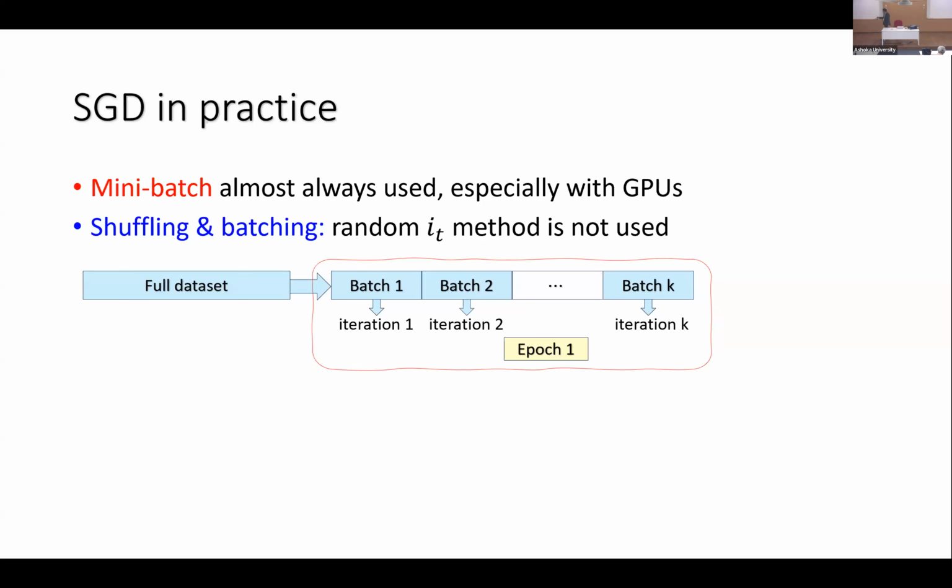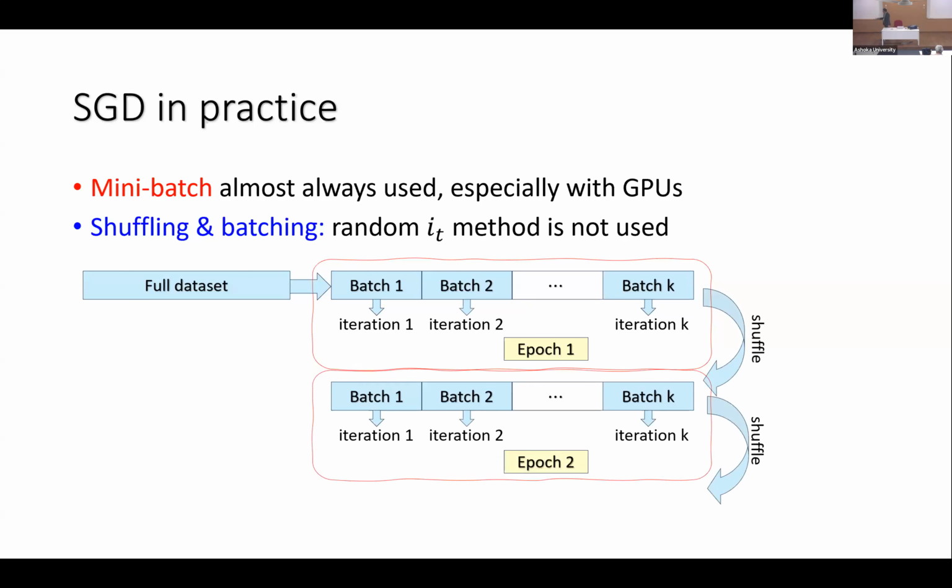Once I'm done with all of this, I shuffle the whole data and start again with batch one, batch two, and so on. That's how it is actually implemented. So it's not really randomly sampling arbitrarily. It's more like sampling without replacement: sampling one batch, then another batch, then another, amounts to sampling without replacement.